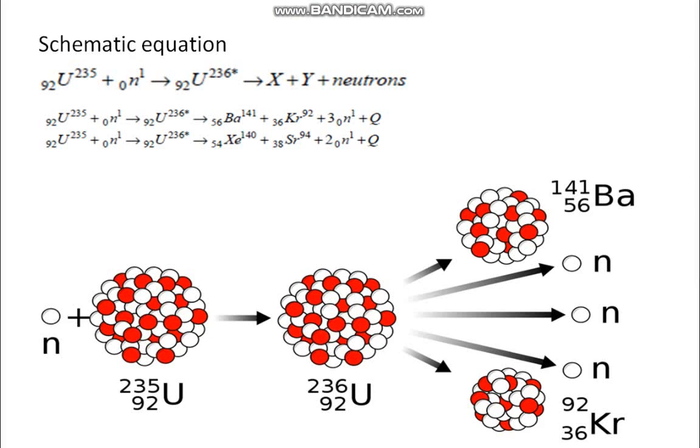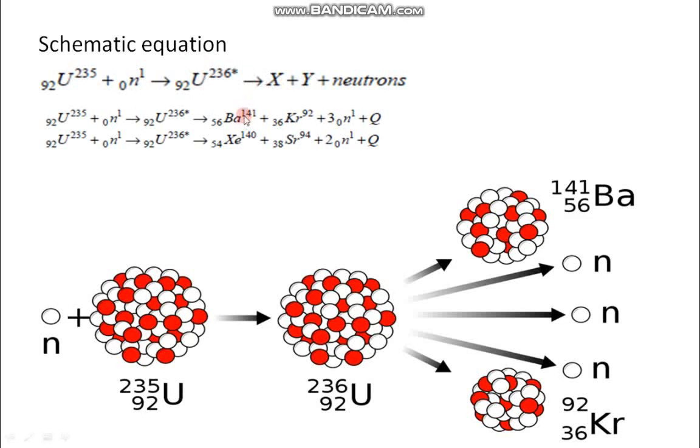Now coming to the nuclear fission process, we can write the schematic equation for nuclear fission like this. Uranium-92-235 plus neutron gives uranium-92-236 with a star, which gives X plus Y plus neutrons. Here uranium-92-236 star is a highly unstable isotope and X and Y are fission fragments. There are various combinations of fragments possible as given here.